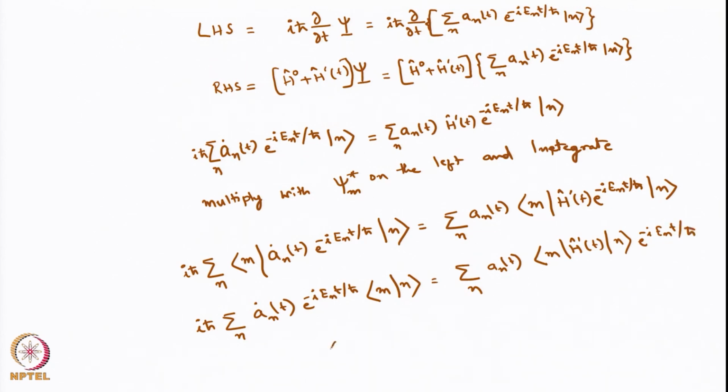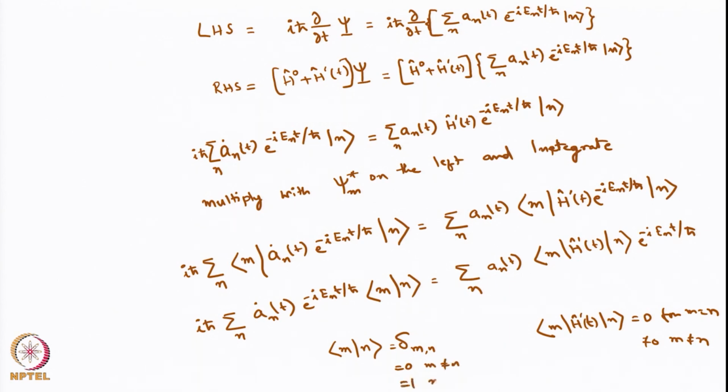Now, we know bra m ket n is equal to delta m n, and bra m H prime of t ket n is equal to 0 for m equal to n and not equal to 0 perhaps for m not equal to n. In this case, delta m n is equal to 0 if m not equal to n and is equal to 1 if m is equal to n.